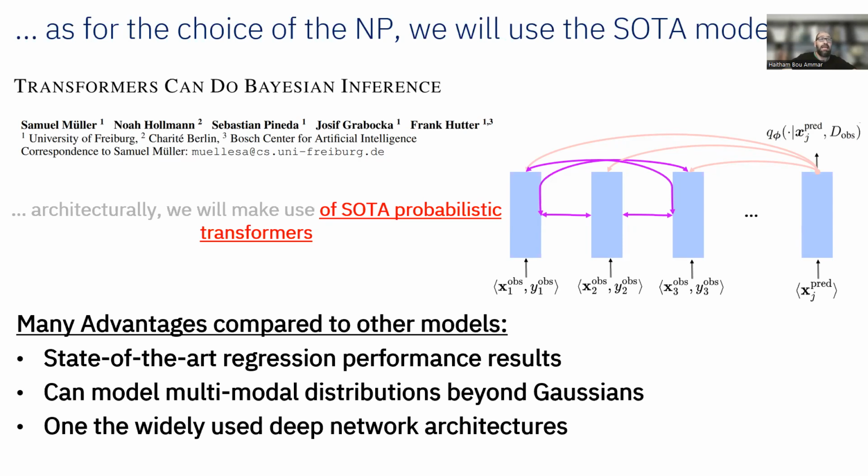Now, this model has many advantages compared to other neural processes. First, according to our experience, it gives us state-of-the-art regression results. It allows us to do multimodal distributions beyond Gaussians, because if you look at this now, the distribution Q phi here could be a histogram. So it's not just a unimodal Gaussian, it could be whatever complex thing it needs to be to model correctly. And it's really well supported because it uses the transformer architecture, which is one of the most widely used neural network architectures. So this is pretty awesome.